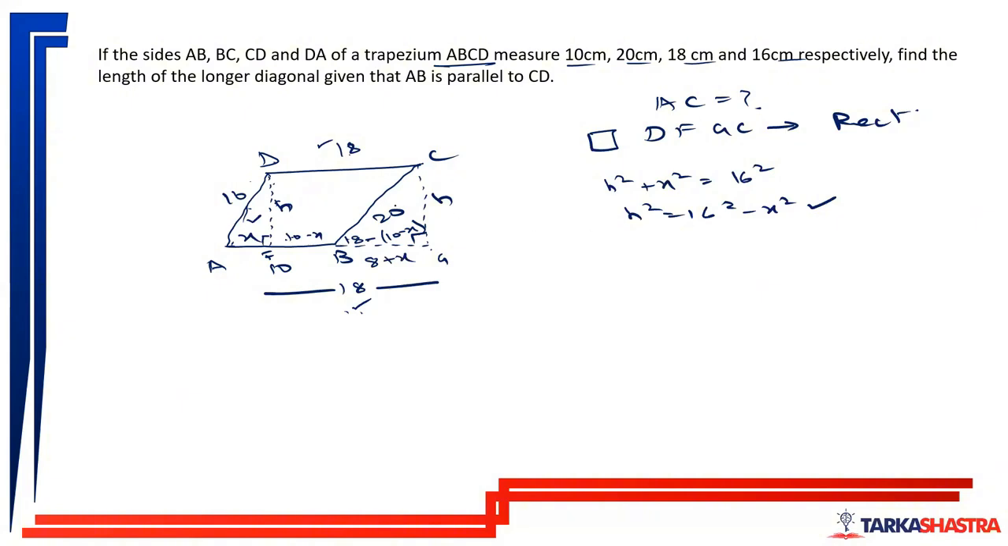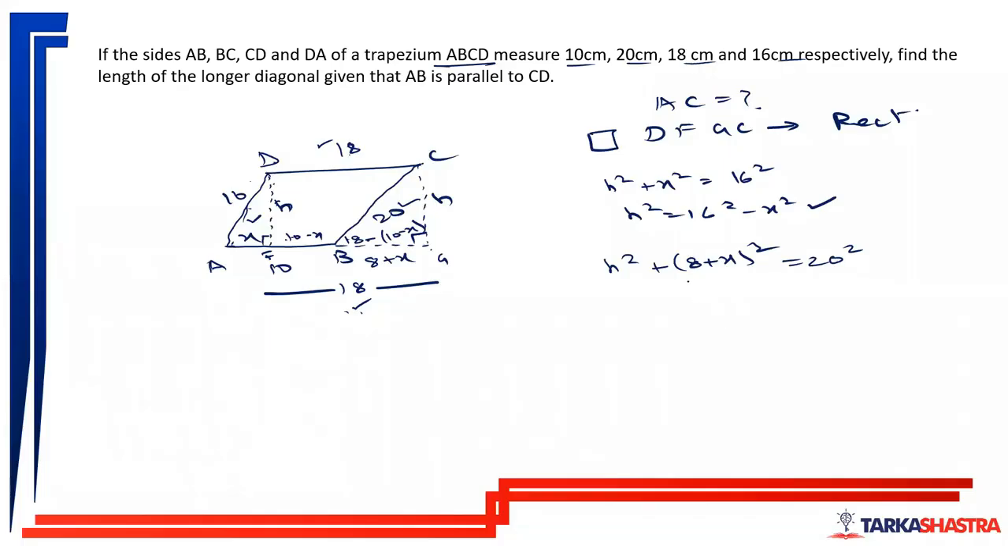Now if I apply Pythagoras theorem on this, it will be H square plus (8 plus X) square is equal to 20 square. Yes or no? So now we know that H square is 16 square minus X square, plus this is 64 plus X square plus 2 into 8X, that is 16X.